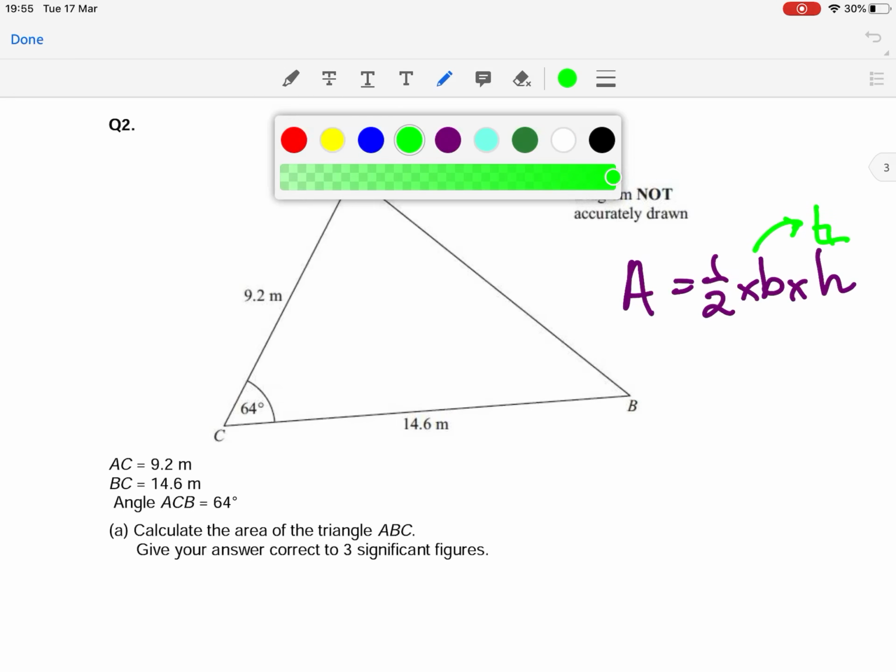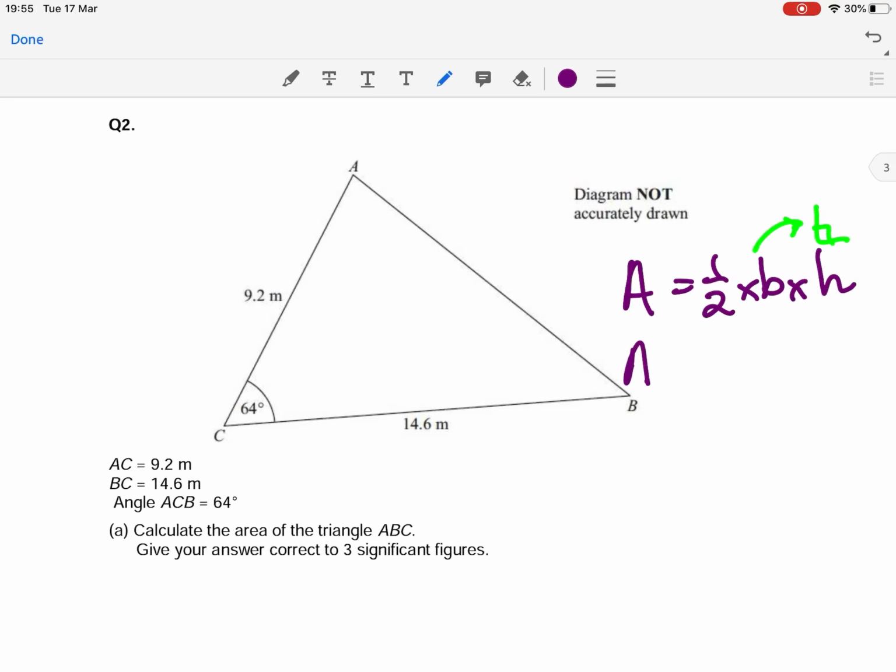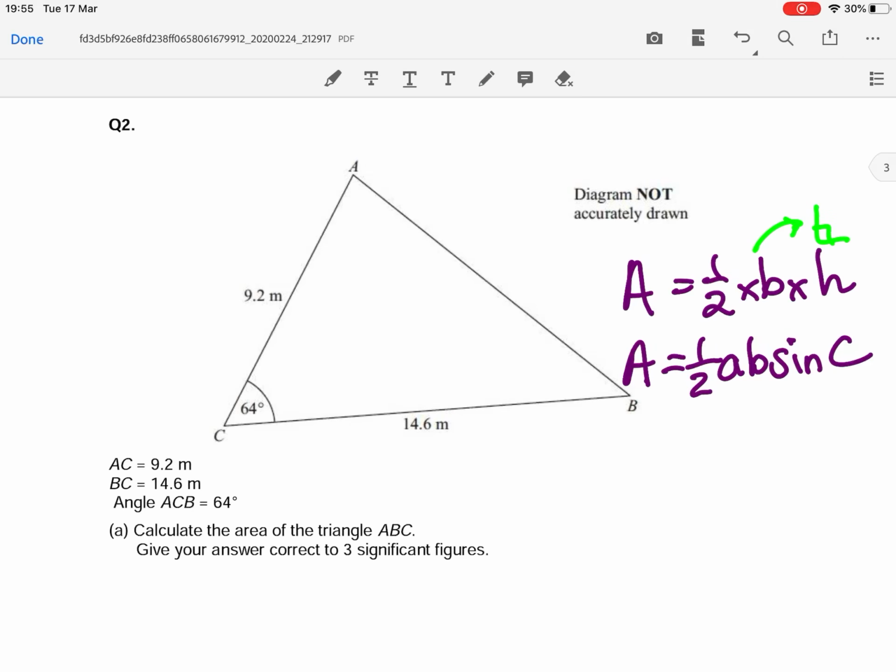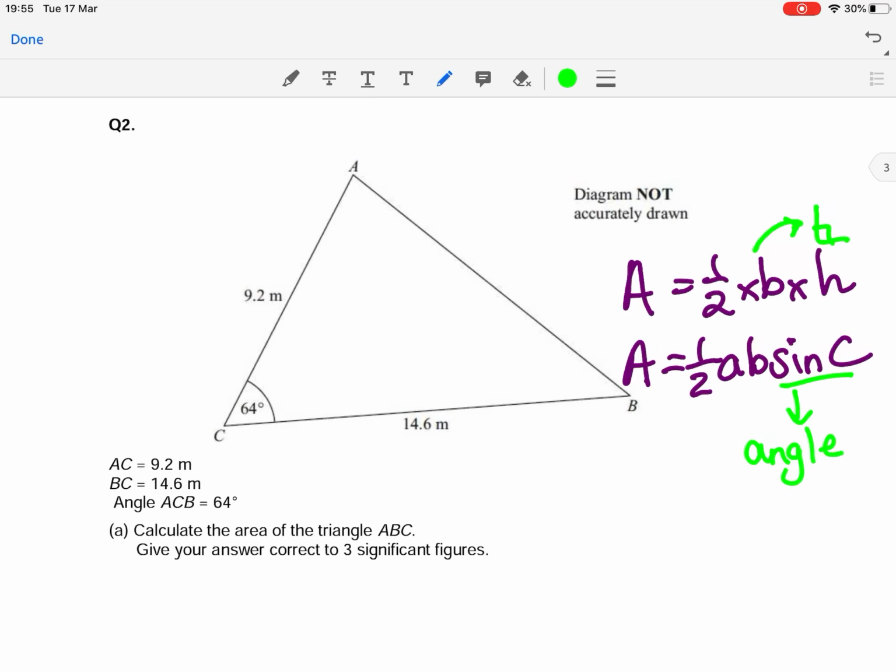Your second formula, A equals a half ab sine C. This formula doesn't need a perpendicular height, but what it does need is an angle. So if the triangle they've given you includes an angle, that's your clue that you need to be using this formula, a half ab sine C.